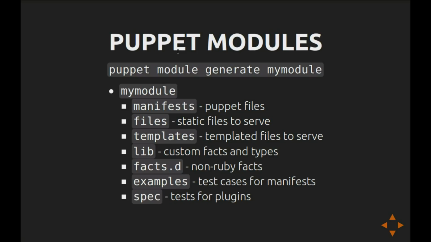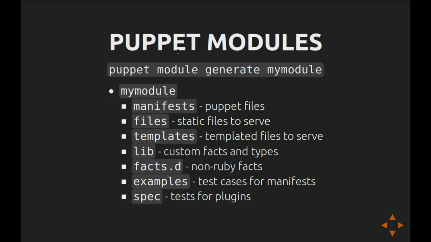Files are static files. These are files that are not templated. So for example, if you had a list of facts or some arbitrary information, like a message of the day that you wanted to install on every machine that you managed, if you didn't want to template that information, you would put that in files. Things that would be templated, for example, the SSHD config file, would go in templates.